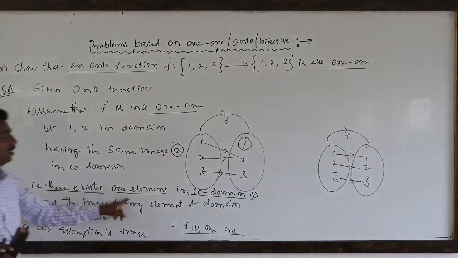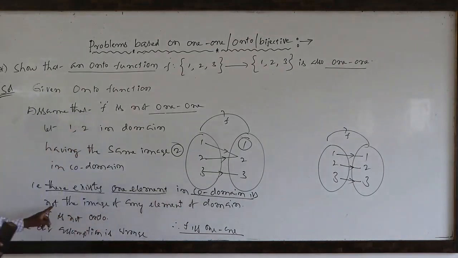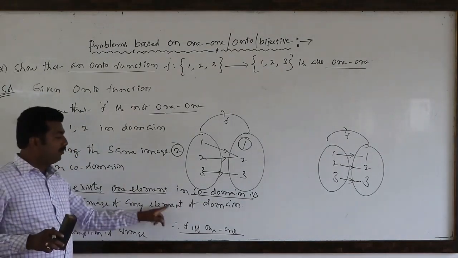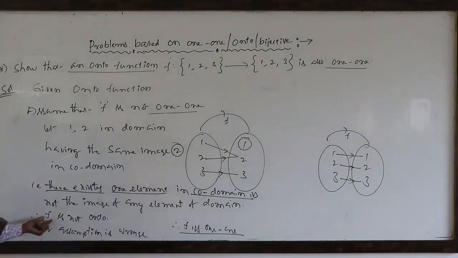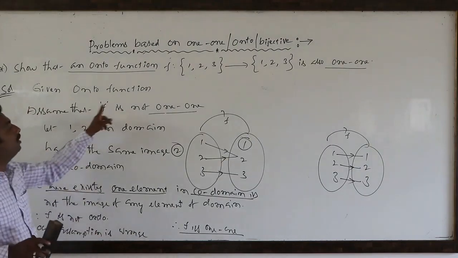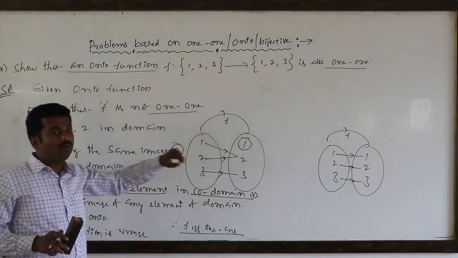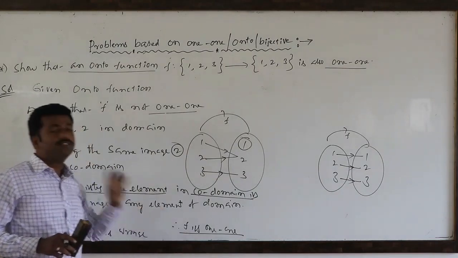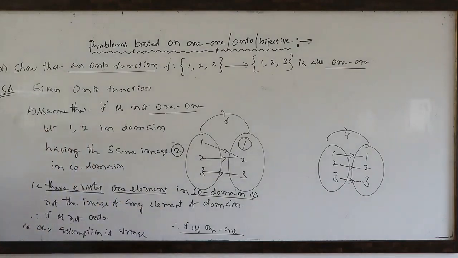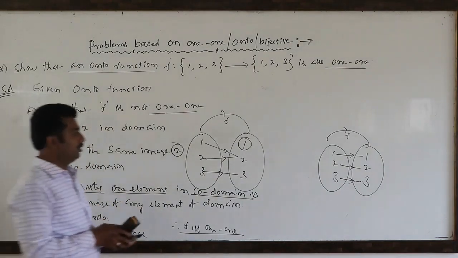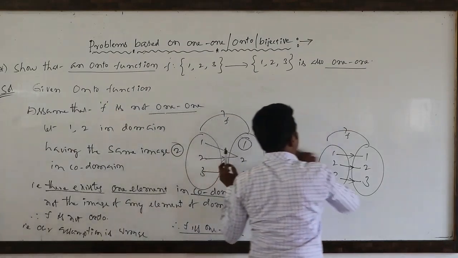So there exists 1 element in codomain which is not the image of any element of domain. Therefore, F is not onto. But the given function is onto, so our assumption is wrong. What is our assumption? F is not 1-1 is wrong. What is correct means F is 1-1 is correct. So like that we have to prove this type of questions. Next.